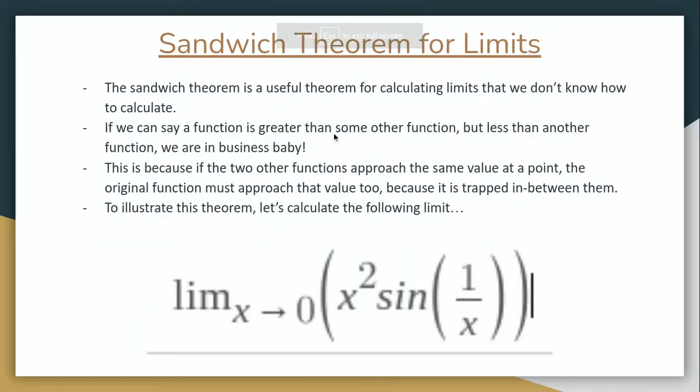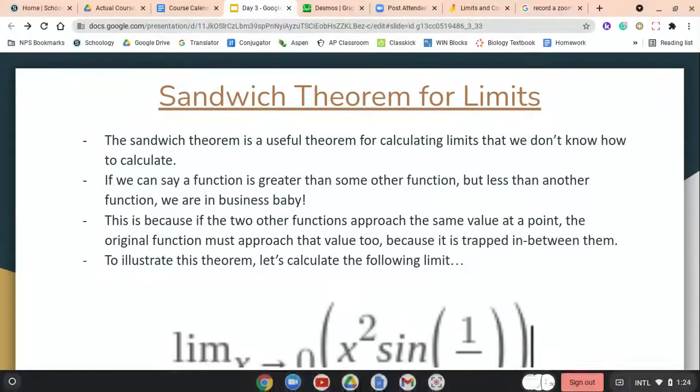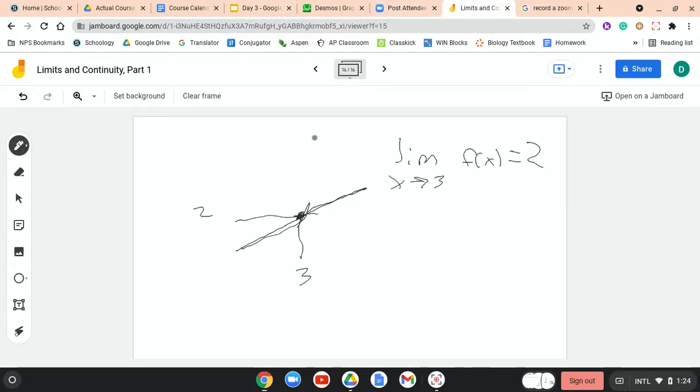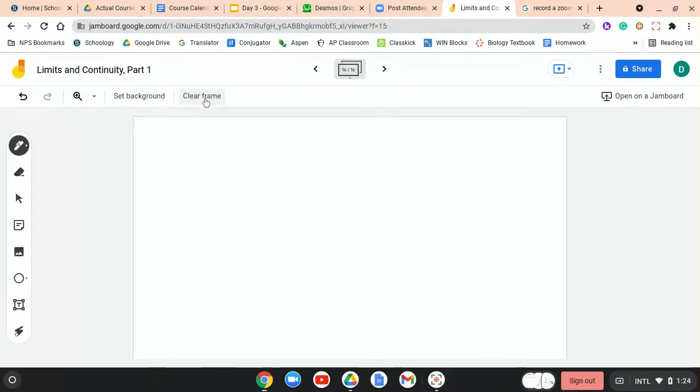All right, so the sandwich theorem for limits is a very useful theorem. The sandwich theorem is a useful theorem for calculating limits that we don't know how to calculate. And the best way to explain the sandwich theorem, I think, is just go straight into an example, because if I give you the definition at first, it might be confusing. And what we're going to do is use this new theorem, and I'm going to lay it out to solve the following limit.